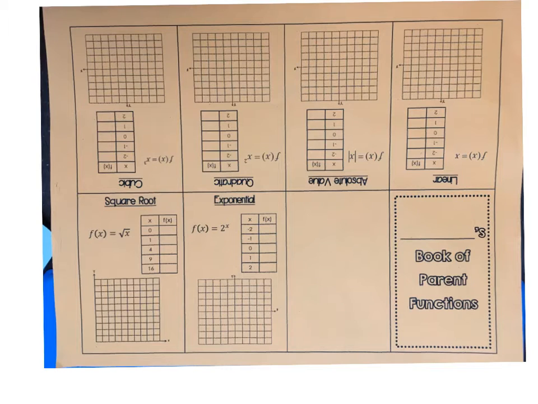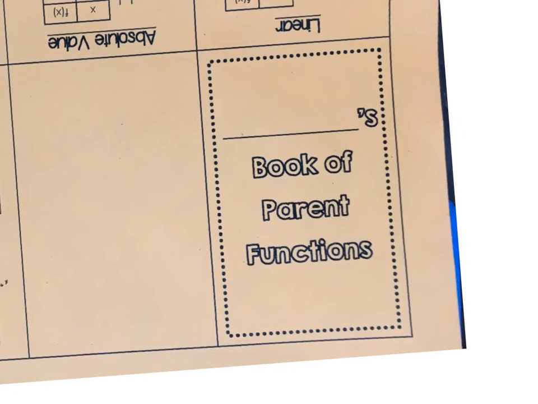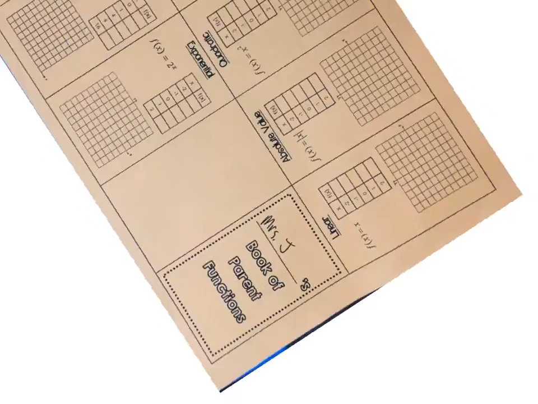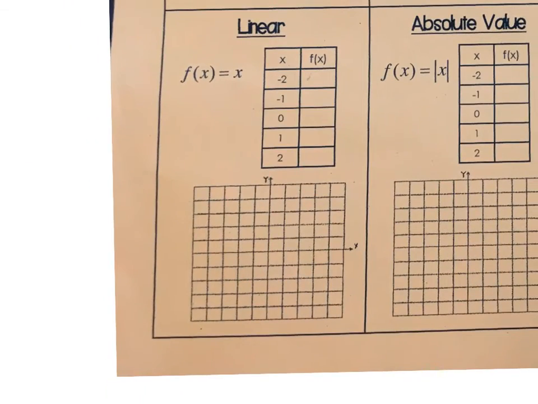Okay, so today we are going to work on our parent functions. And I'm sorry that I can't be there, but at least you can watch me via video. So, first thing you do, put your name on your book. So this is Mrs. J's book. And then we are going to start with this linear one.